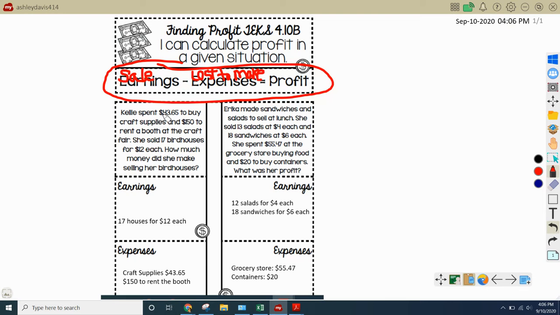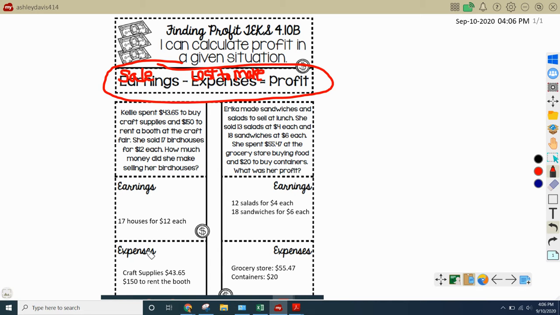Kelly spent $43.65 to buy craft supplies and $150 to run a booth at the craft fair. She sold 17 birdhouses for $12 each. How much money did she make from selling her birdhouses? The earnings for Kelly would be our sales, which is she sold 17 houses for $12 each. Now we're not going to solve for this because we haven't started multiplication yet in fourth grade. So again, we're just separating out the earnings and expenses. The earnings are the sales. She sold 17 for $12 each.